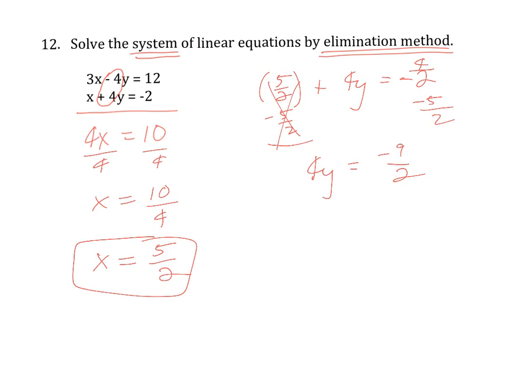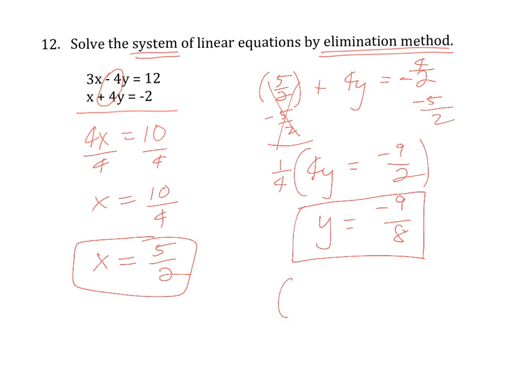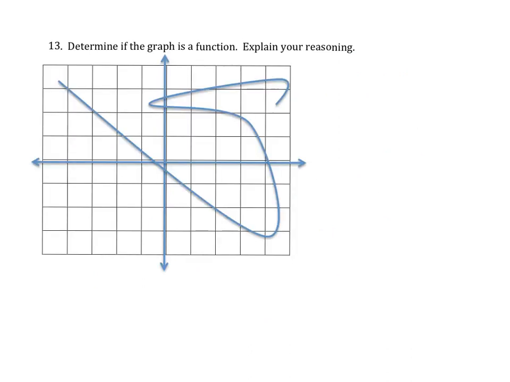We want y, not 4y, so I'm going to multiply both sides by 1/4, which is just like dividing by 4, but it's easier because you're multiplying fractions, which gives us y equals negative 9/8, which is our y value. But remember, the solution is where the two graphs intersect, the point. So our answer is actually the point (5 halves, negative 9/8). This would be their point of intersection.